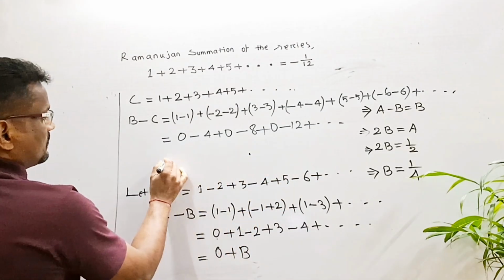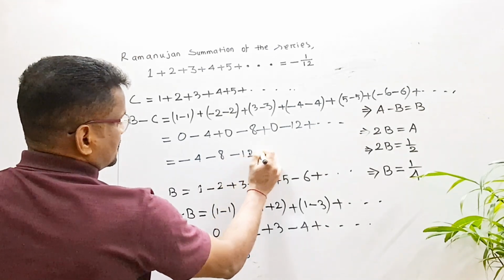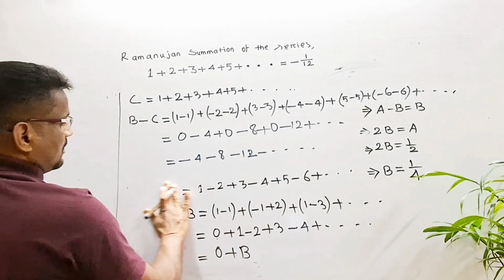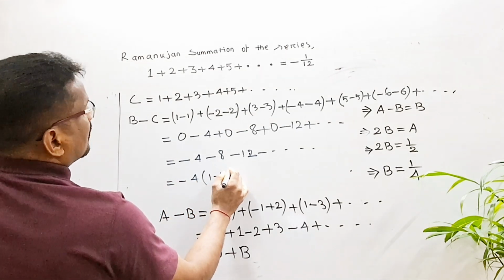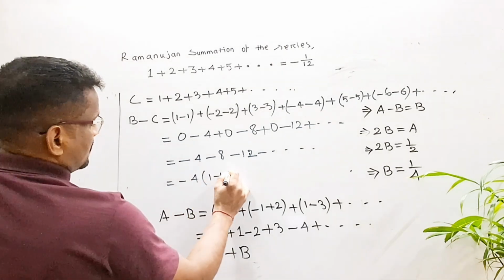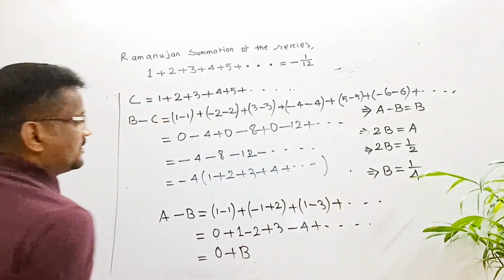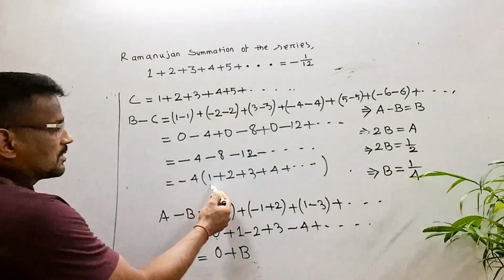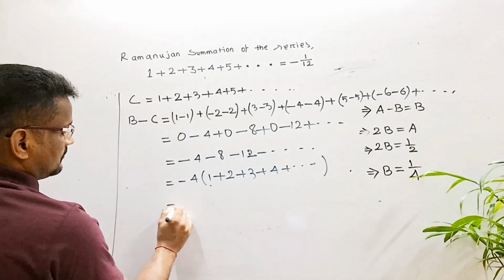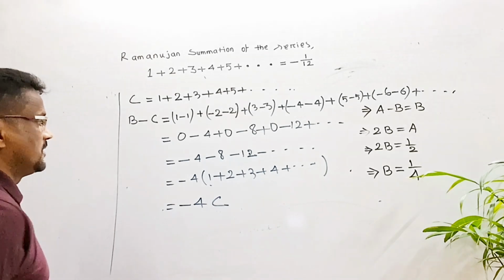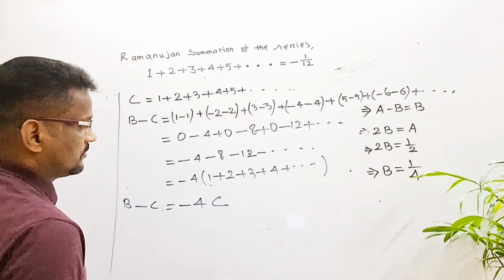Now you see, here we will get minus 4, minus 8, minus 12, and so on. Final step, take minus 4 common: 1 plus 2 plus 3 plus 4 and so on. I think it's clear to all of you what this value will come to. And this is nothing but the series C, you see. This is your C. So you can write minus 4, this is your series C. Then finally you got B minus C equals minus 4C.